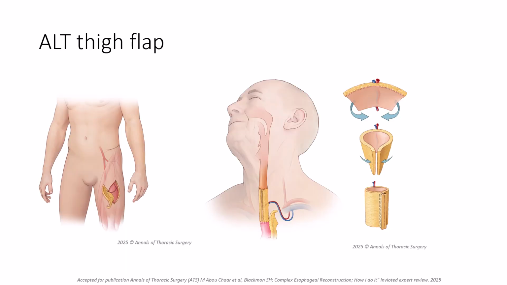Again, the ALT thigh flap can be used to transpose and replace a tubularized portion of the esophagus or to patch a strictured portion of the esophagus. It is important to note that adequate cervical wide exposure is frequently required.